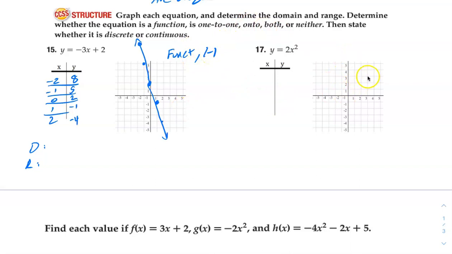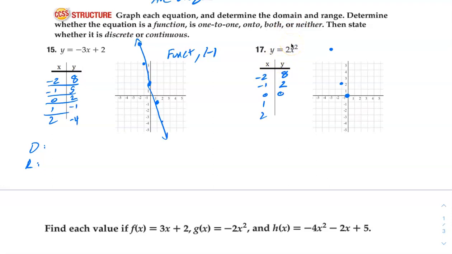Let's look at this one. Same idea. We're just going to plug in a couple numbers. I plug in -2. -2 squared is 4. 4 times 2 is 8. So -2 and 8, again way past my graph. Plug in -1. -1 squared is 1. 1 times 2 is 2. Sub in 0. You get 0. Sub in 1. You get 2.